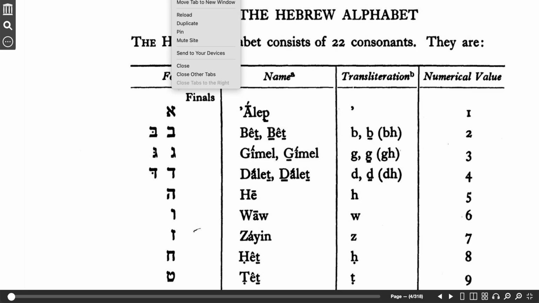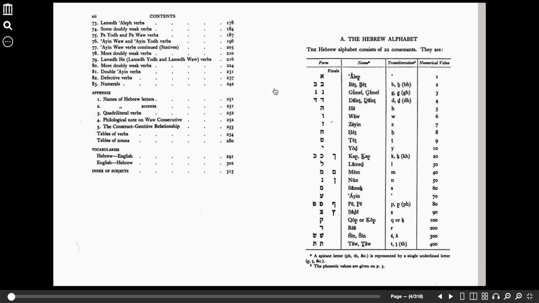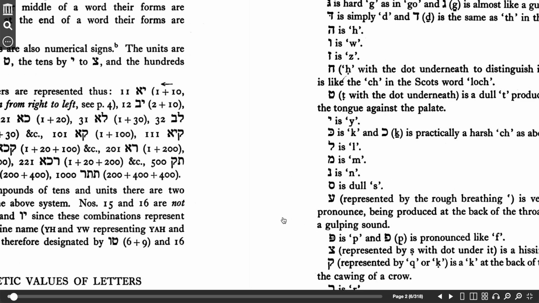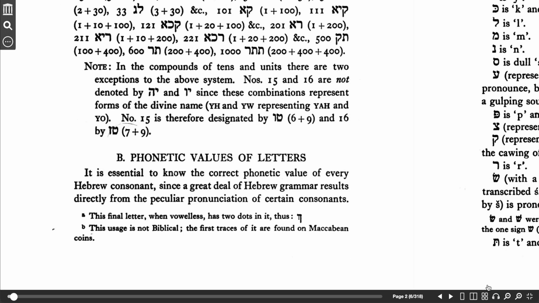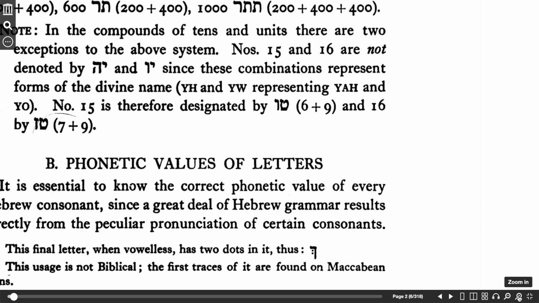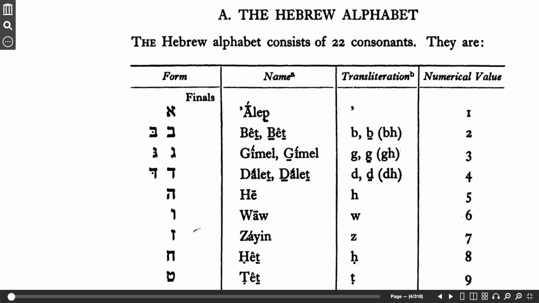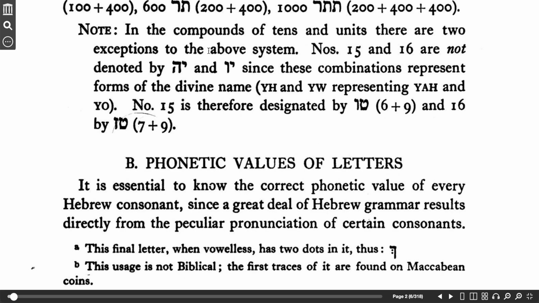And what I'm going to do is duplicate my tab here so that I can take us over to the phonetical section of the book, which is just the next page, but that way I can show you this at the same time. So let me zoom in here so I can go back and forth between both of these and work through it. It does say here it's essential to know the correct phonetical value of every Hebrew consonant, since a great deal of Hebrew grammar results directly from the peculiar pronunciation of certain consonants.